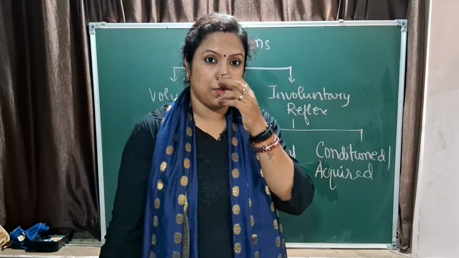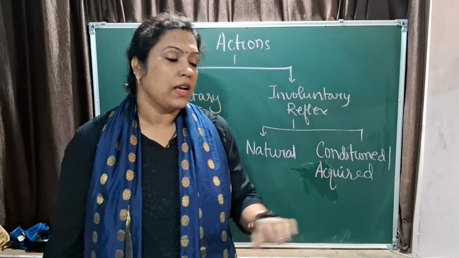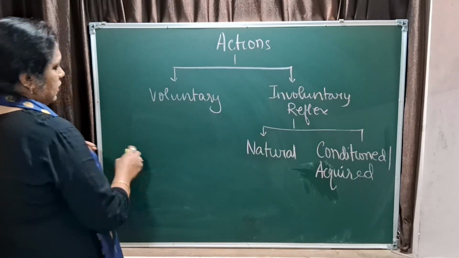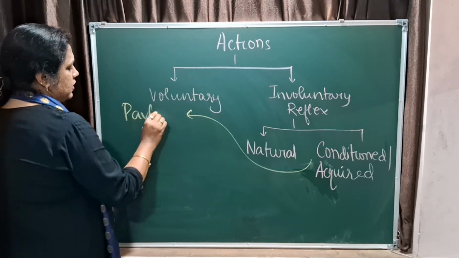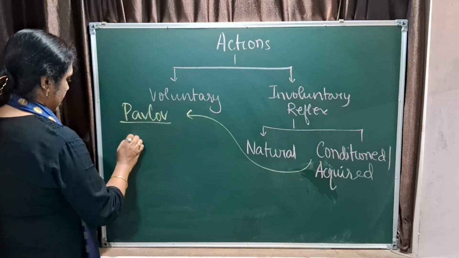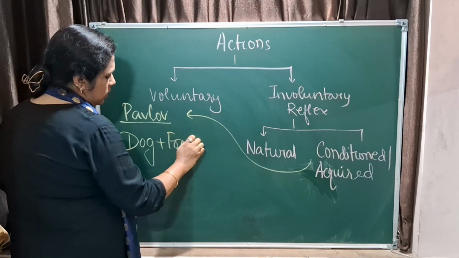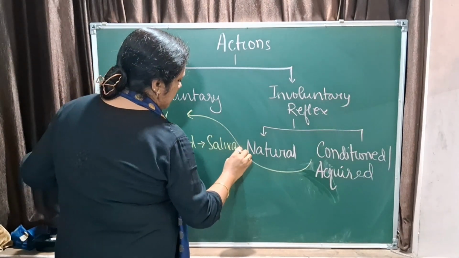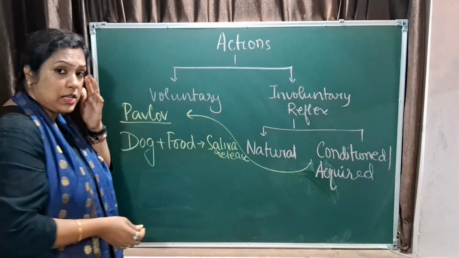Now suppose I serve you biryani and you like the taste. Next time I serve you again, you start salivating. That is the conditioned reflex. On conditioned reflex, Pavlov has done a very good experiment. The Pavlov experiment. Now what he did, he had a dog and he gave the dog some food. So what happened? The outcome was salivation, that is saliva release. Okay, this was natural. This is a natural reflex.